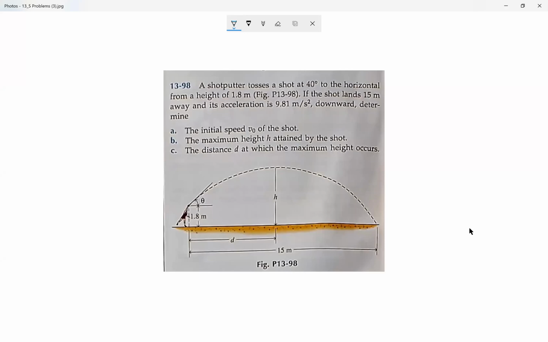This is problem 13-98. A shot putter tosses a shot at 40 degrees to the horizontal from a height of 1.8 meters. If the shot lands 15 meters away and its acceleration is 9.81 meters per second squared downward, determine A, the initial speed v naught of the shot, B, the maximum height h attained by the shot, and C, the distance d at which the maximum height occurs.